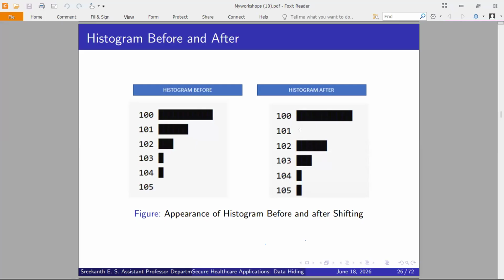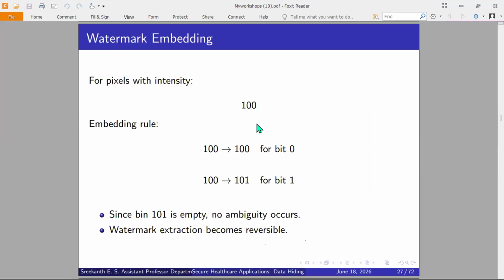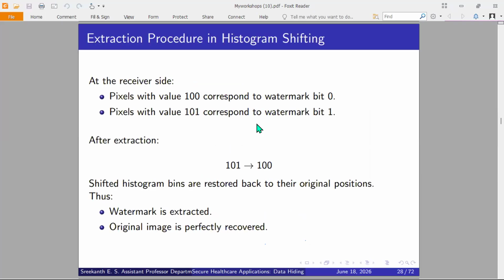Okay, so in this state, it is sent to the receiver. The receiver will see the image, and it will check for the peak value that is already shared. The peak value and zero point will be with the receiver already. Now it will check for 100. If an intensity of 100 is found, the watermark bit 0 will be extracted. If there is a pixel value of 101, then a watermark bit 1 will be extracted.